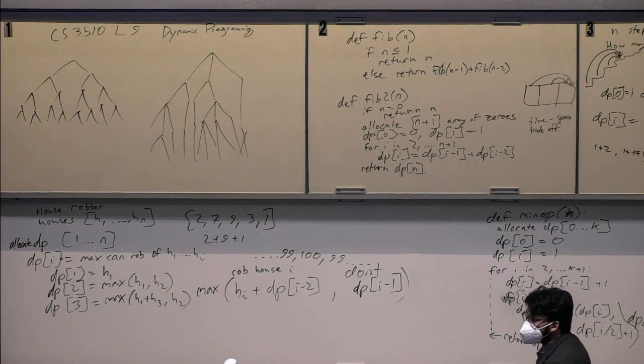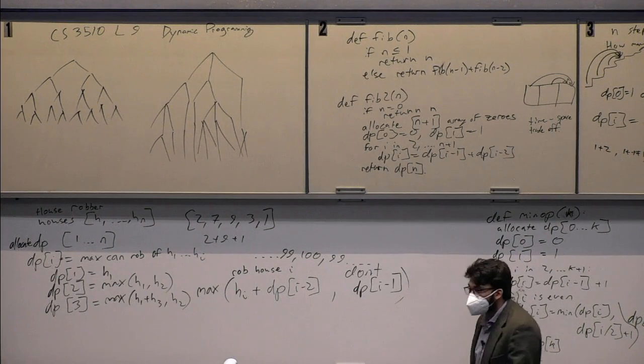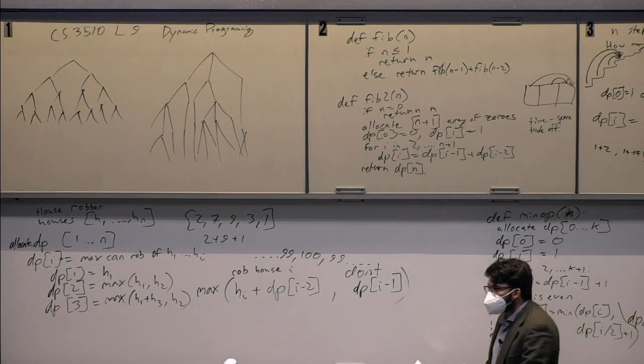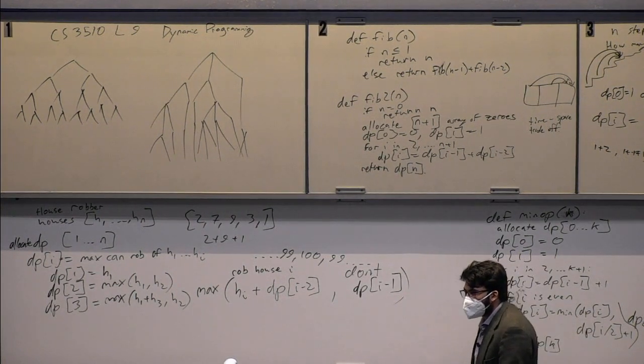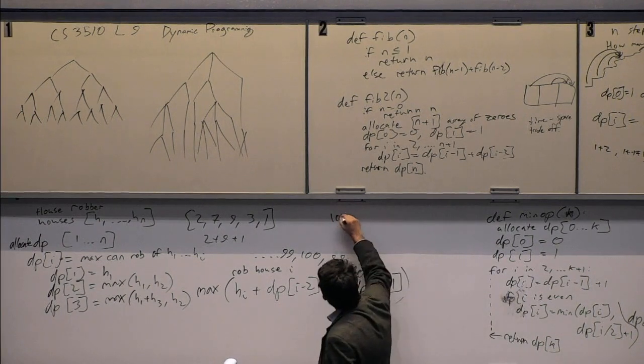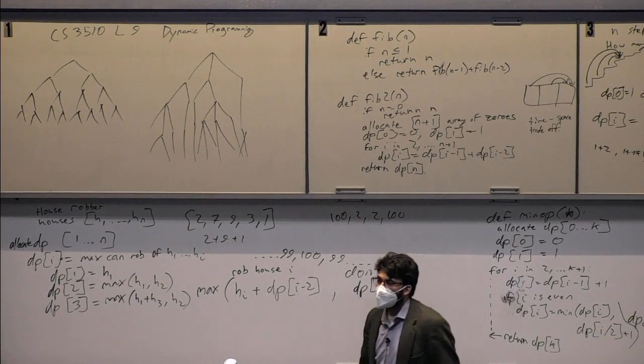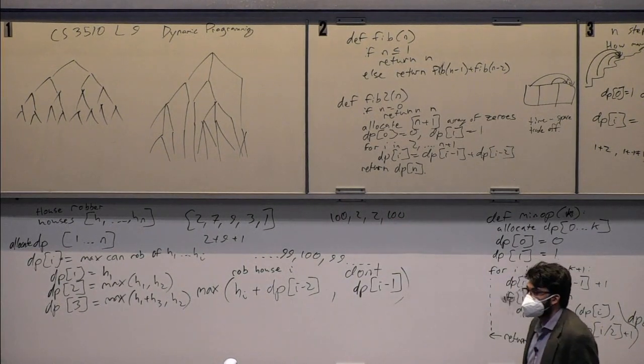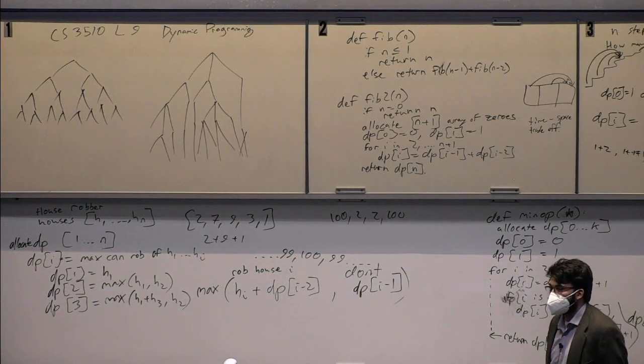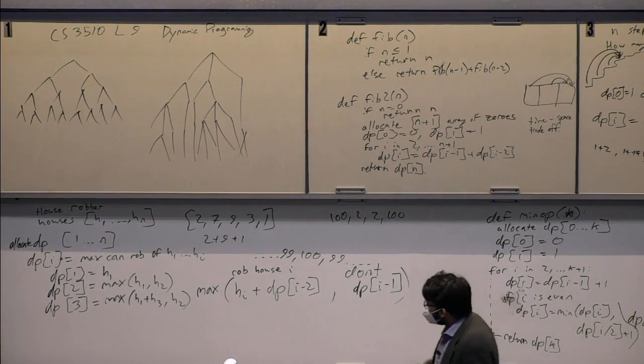You can skip two houses, yeah. And notice that this solution does capture that. When you do DP, you should try a little bit on paper. What about something like 100, 1, 1, 100? You would skip those two houses, and you would rob the first and last house.